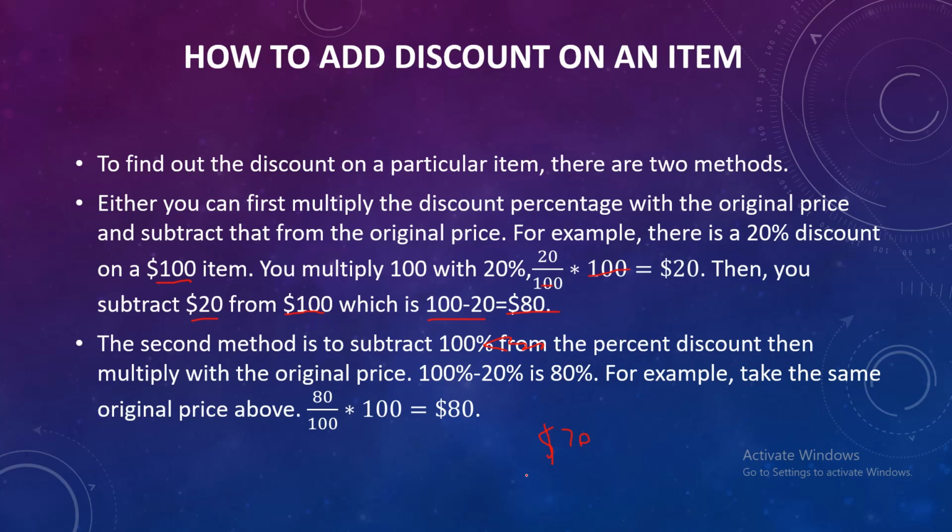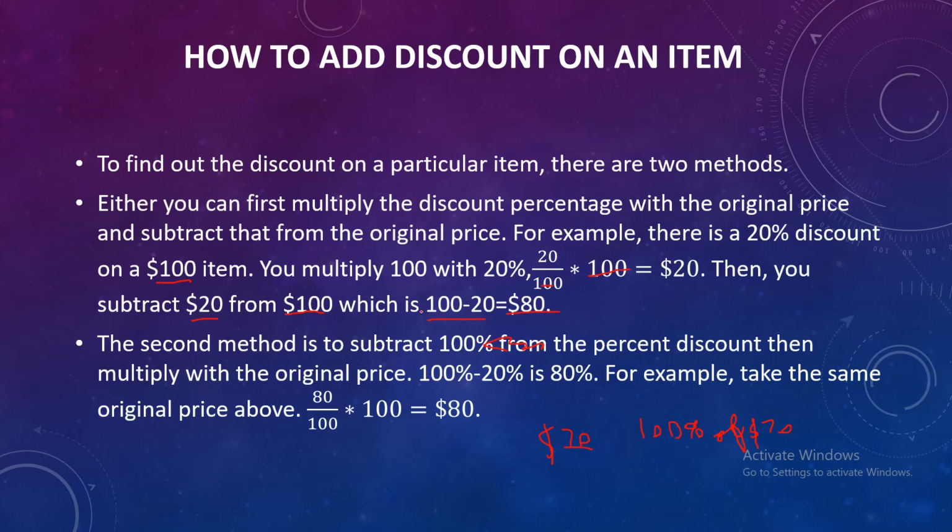Okay, and you can write $70 as 100% of $70, right? Because 100% is 100 over 100, and 100 over 100 simplifies to 1 over 1, which is 1. So 100% of $70 is 1 into 70. So it is the same if you write $70 or 100% of $70.